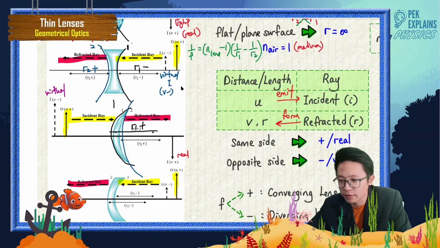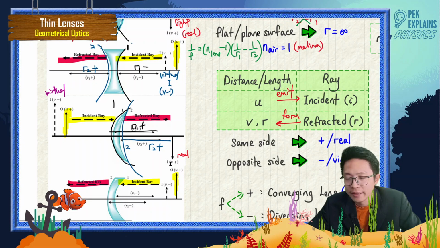Understand? And then for the last one, the object is over here, the incident ray comes, and the refracted ray goes out here. So the image is formed opposite the refracted ray, so this is a virtual image. V is negative.